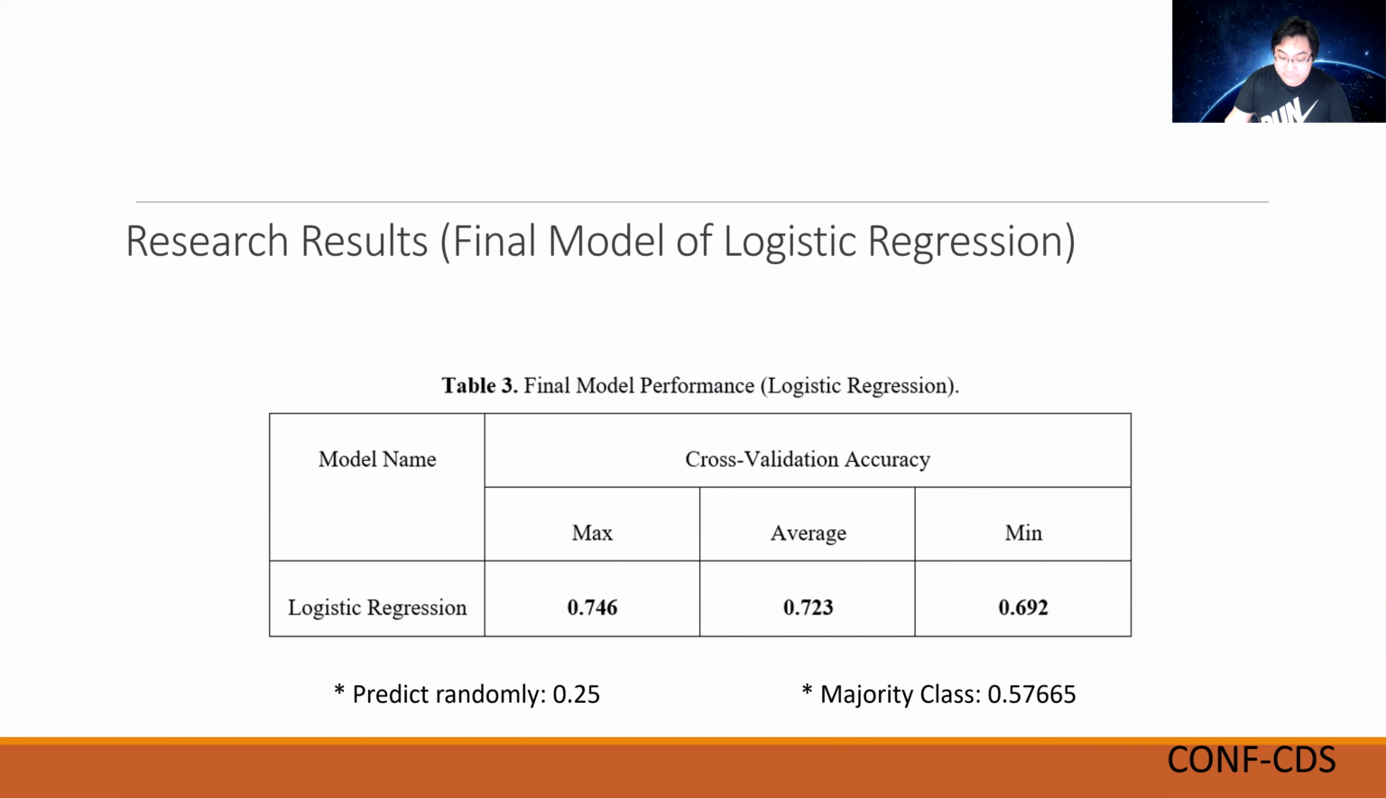Finally, for our final logistic regression model, we reached the max of 0.746, the average of 0.723, and the mean of 0.692. Compared to letting the model choose randomly, which got 0.25, and always choosing the majority class, which got 0.57665, our model reaches a much higher performance.